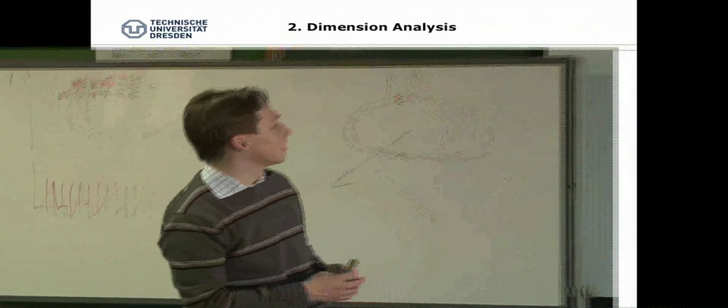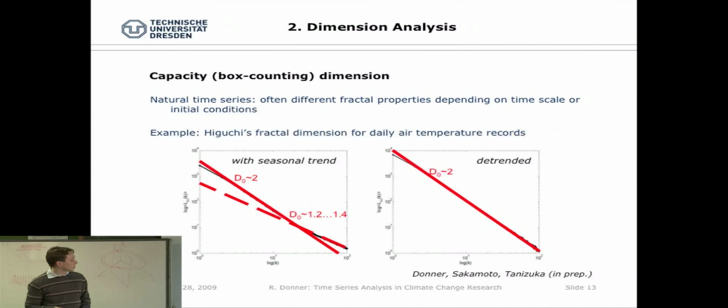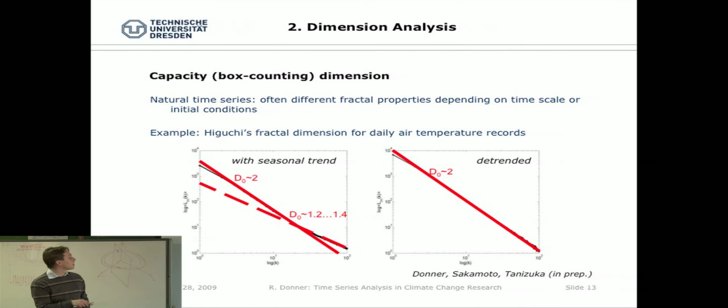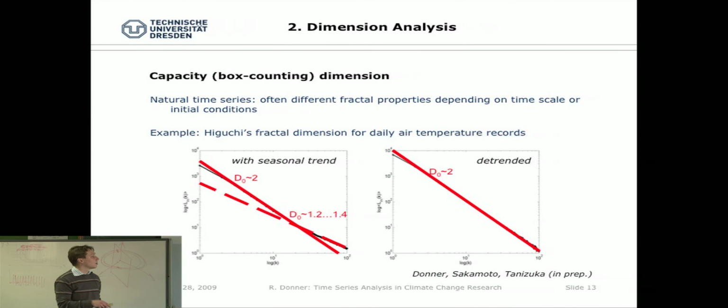You can also see this in air temperature records, for example. This is work we did some time ago together with Takahide Sakamoto. What we did was study how this fractal dimension in the sense of Higuchi behaves for air temperature records when you have a seasonal component or when you have removed the seasonal component.